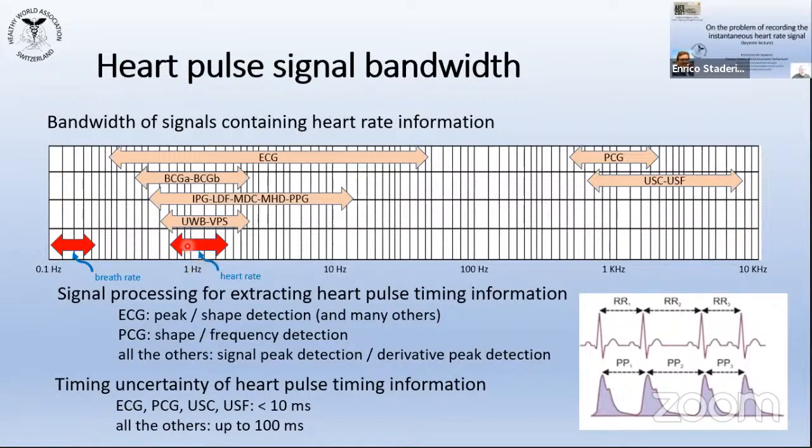But the heart rate per se has a bandwidth around 1 hertz, of course, because the heart is beating at 60 or 70 beats per minute. And the breath rate is even smaller, around 0.2, 0.3 hertz. This is the breath rate. Okay, so it's important to understand what is the bandwidth we are using to detect a signal which is very limited in band and has very low band occupation.